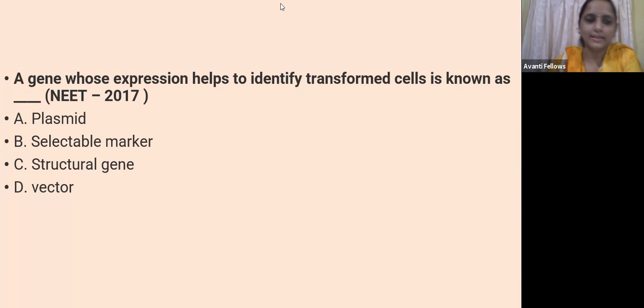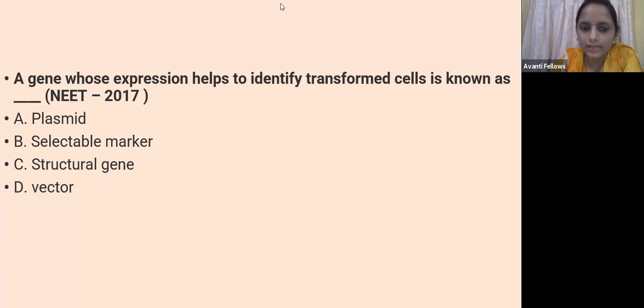Option B is the correct answer, right? The gene whose expression helps identify the transformed cell is a selectable marker. Yes, very good. So selectable marker is present in the plasmid itself only, right? Can you tell me an example of a selectable marker?